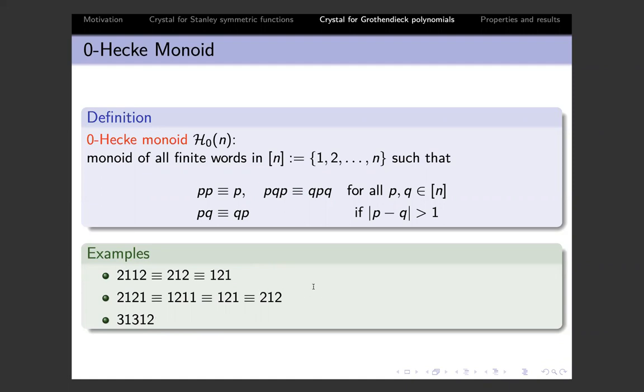And here's the last example. So 31312. If you use the braid relation on the second, third, and fourth letter, you would get 313. And then you can combine the first and second letter to a 3. So this is also congruent to 3132. And then 3 and 1 commute with each other. So this is also congruent to 312, which is also congruent to 132, because 3 and 1 commute with each other.